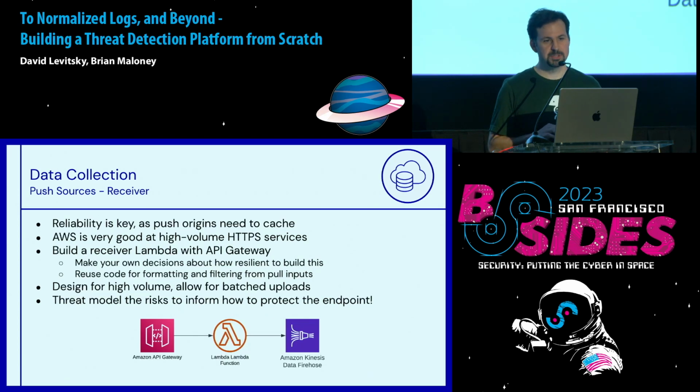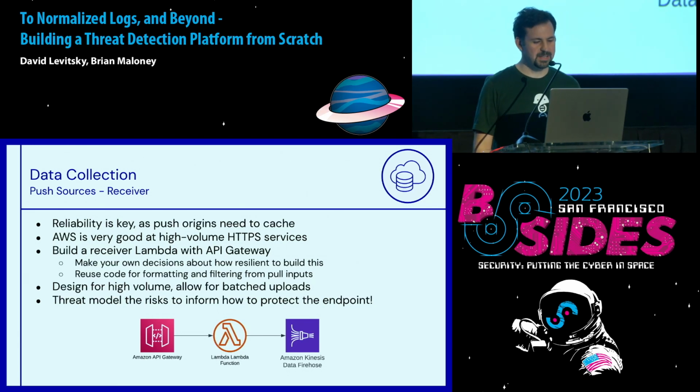Now, what about those push sources? As I said, syslog still exists in the world. You might need an HTTP receiver. AWS is pretty much completely optimized for building high volume HTTPS services. So similarly, we want to use a similar type of architecture. Lambda is a very good tool for this because it doesn't need to process things for long typically. So you can very simply meet this need by building a receiver Lambda behind an API Gateway.